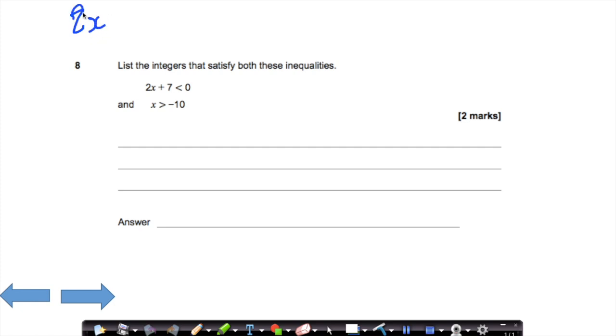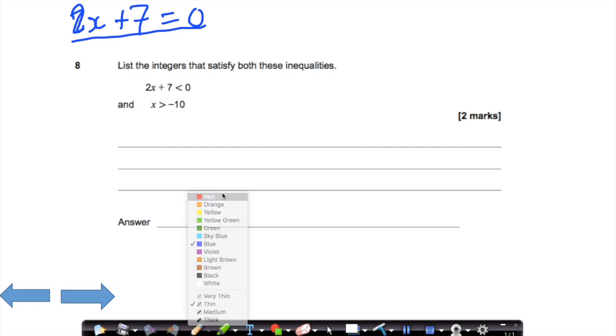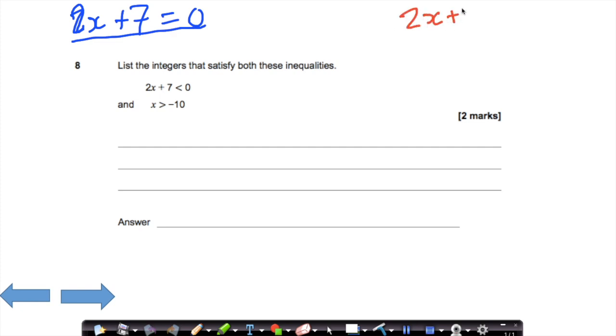We have 2x plus 7, and we'll treat it as if it was equal to 0. Okay, we'll treat it as if it was an equality. The only difference is we've got this symbol here instead of the equality, but it behaves exactly the same. So we will treat it exactly the same. So if we have over here 2x plus 7 is less than 0, think about what we would have done if it was equal to 0, because we're used to dealing with that a little bit more.